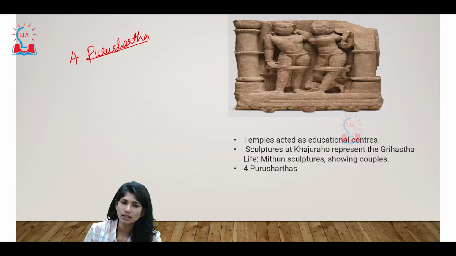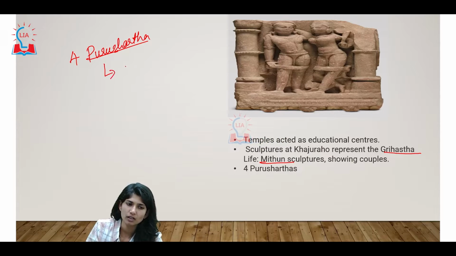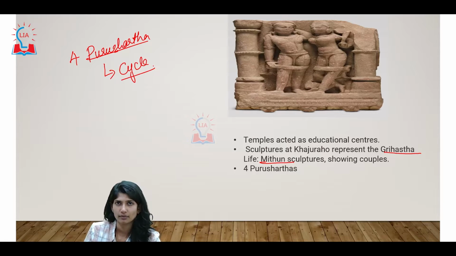Now here, when we see concepts of Mithun, when Mithun sculptures are there, those indicate your Grihastha, or basically a couple, indicating the 4 Purusharthas or their belief in the cycle of life. Okay, these are certain examples.